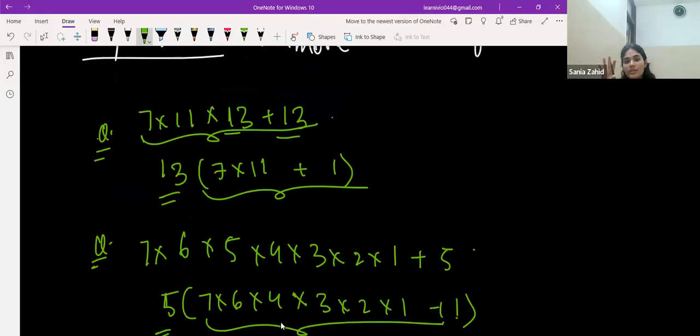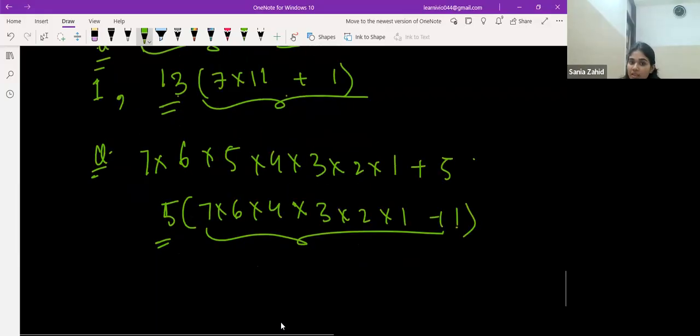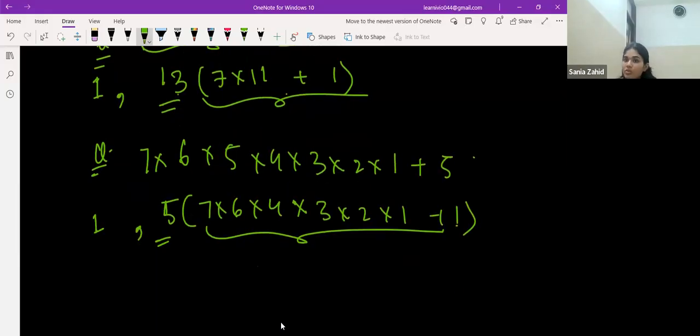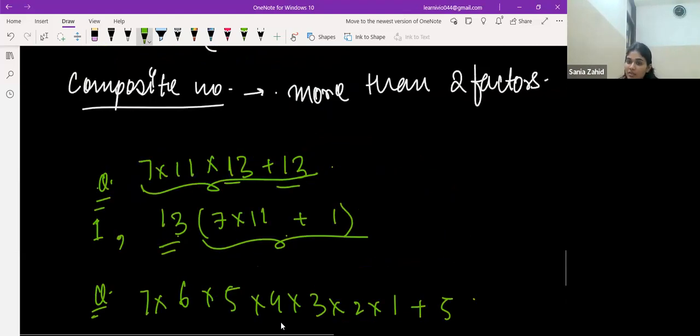Now either you can leave your question here only, you can just write, explain properly, that since the numbers have more than two factors, because obviously 1 will be a factor, then 13 and then this number. So it has more than two factors. Again, for this number, 1 will be a factor, 5 and this number. So it has three factors. Both of them have three factors.